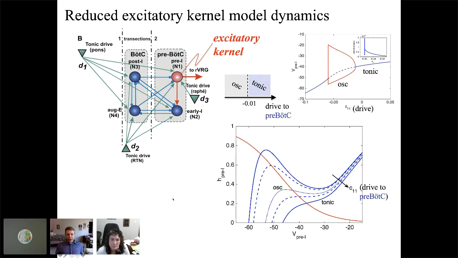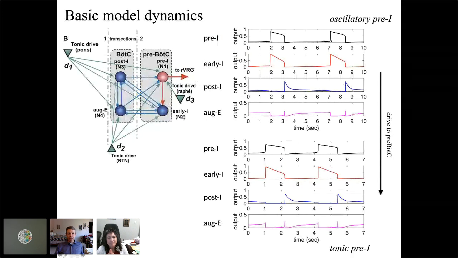Okay, so now we have this population together with these non-oscillating inhibitory populations. And when we couple the network together through the escape and release mechanisms that Carmen mentioned, we get a model rhythm. Okay, so this is what the output of each one of these 4 populations looks like. We have a pre-I, early I component, followed by a post-I, followed by this ramping aug-E, and then we switch over to our next inspiration.